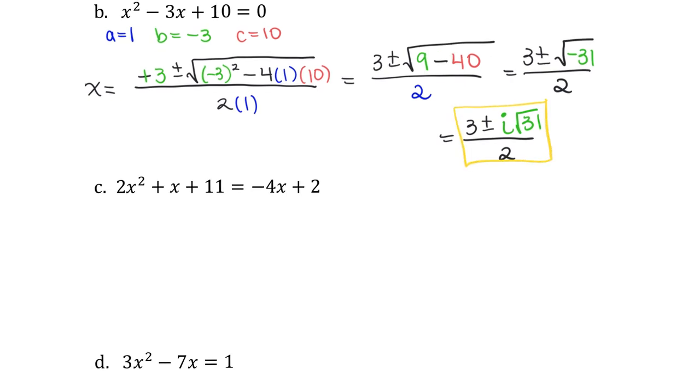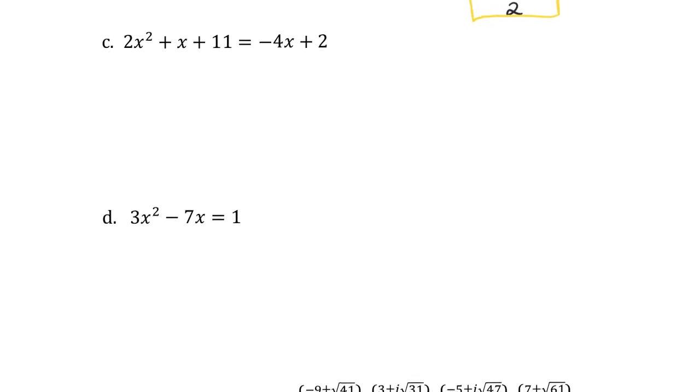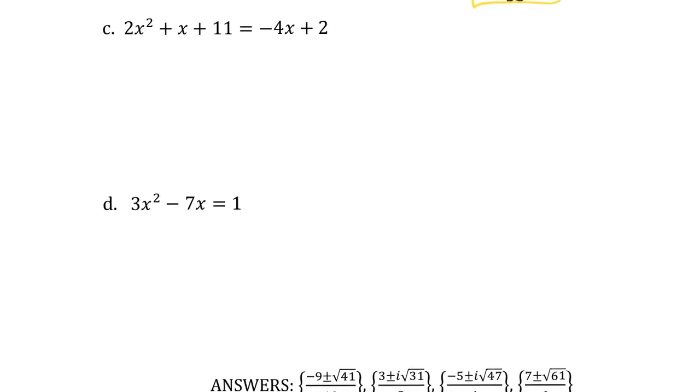Let's look at C. Okay, C is definitely not in standard form. I need it to equal 0. It actually doesn't matter if it equals 0 on the left or the right, so I just look and see which way I'd rather move it. I like this 2x squared being positive, and there's only 2 things over here.